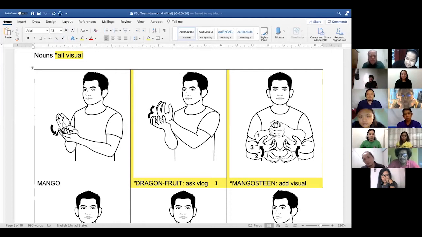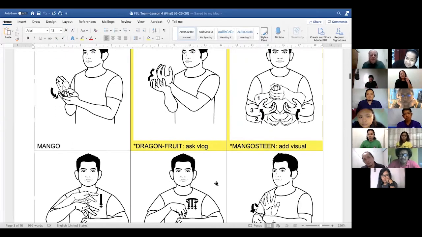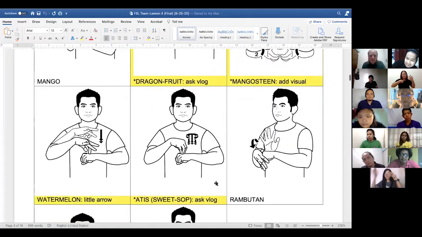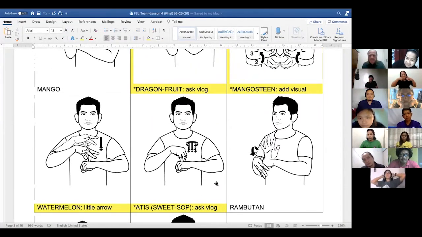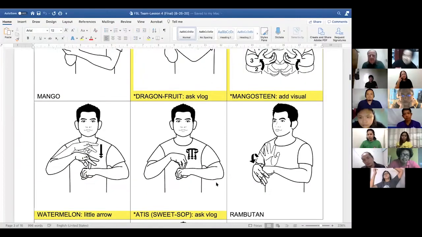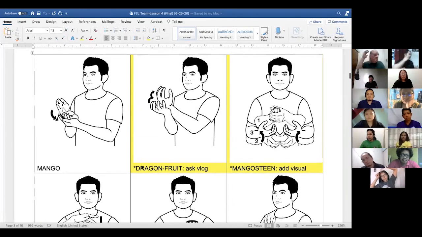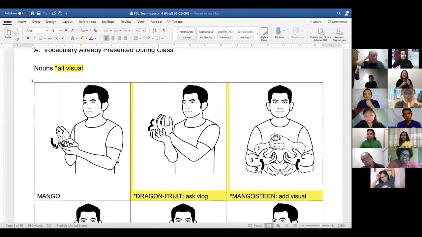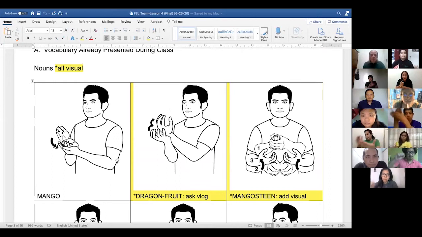Okay. Let me go through these signs and see if I can make them from the drawings. Now, I know sometimes it's impossible from the drawings alone, but let me see what I can do here. So this is mango. Okay, dragon fruit.